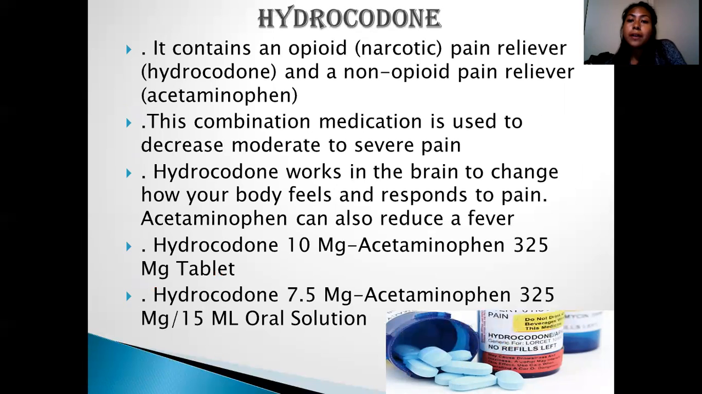Hydrocodone is an opioid that contains a narcotic pain reliever called hydrocodone and a non-opioid pain reliever, acetaminophen. This combination medication is used to decrease moderate to severe pain. Hydrocodone works in the brain to change how your body feels in response to pain. Acetaminophen can also reduce fever. Hydrocodone in a tablet has 325 milligrams of acetaminophen, 10 milligrams of hydrocodone. In an oral solution, it has 7.5 milligrams of hydrocodone and 325 milligrams of acetaminophen.